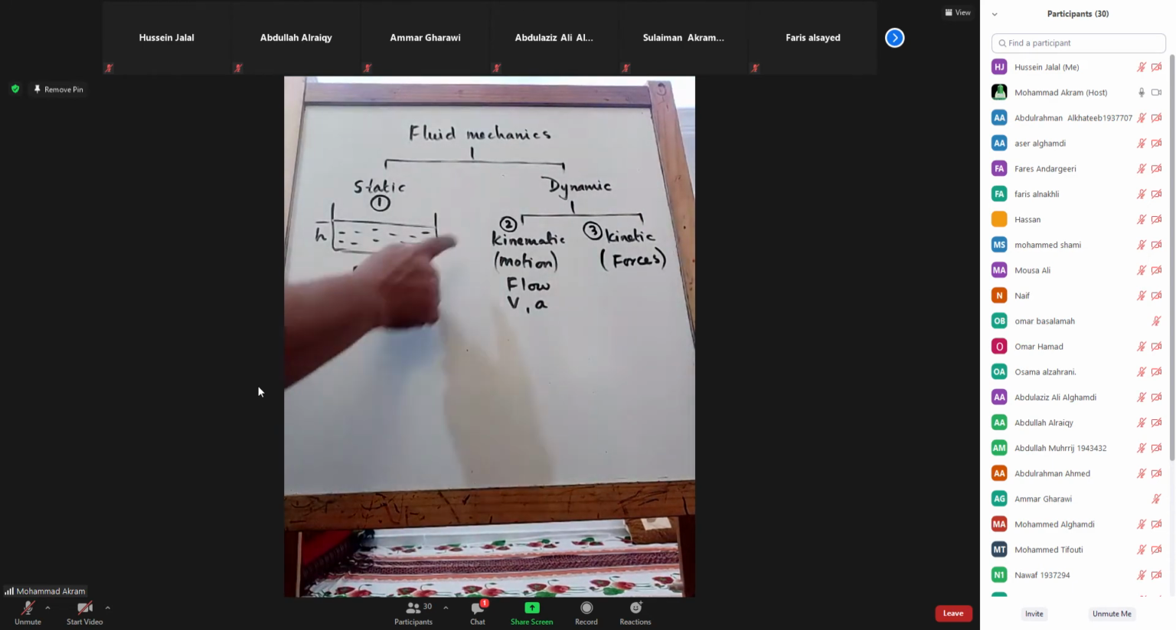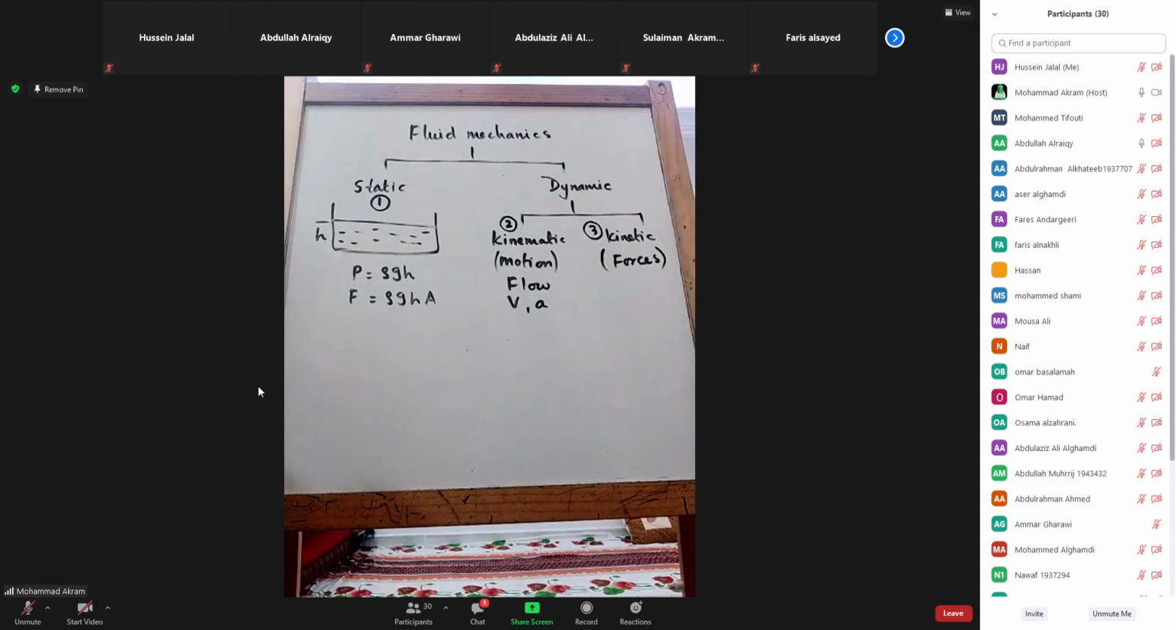Okay, but the second chapter is based on the kinematics of fluid motion. Is this clear? Yes, clear. Yes, doctor, yes.